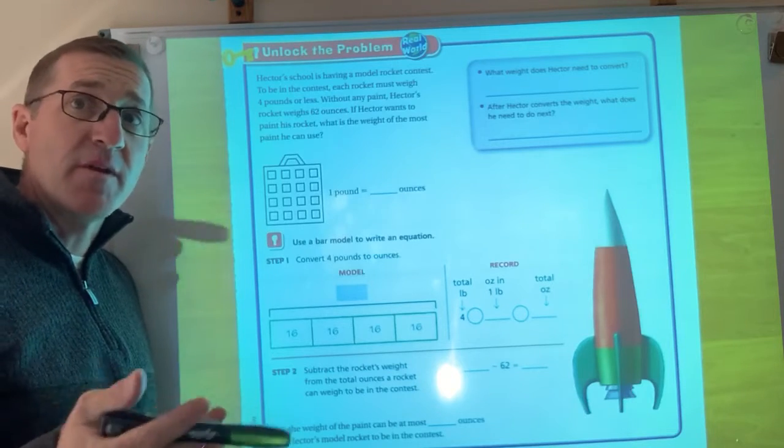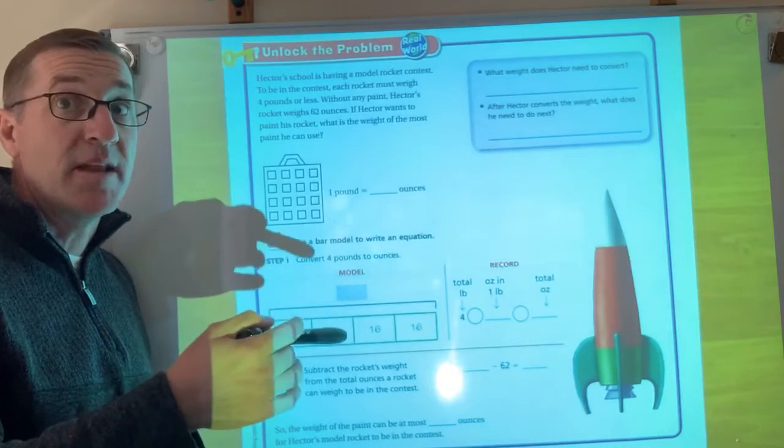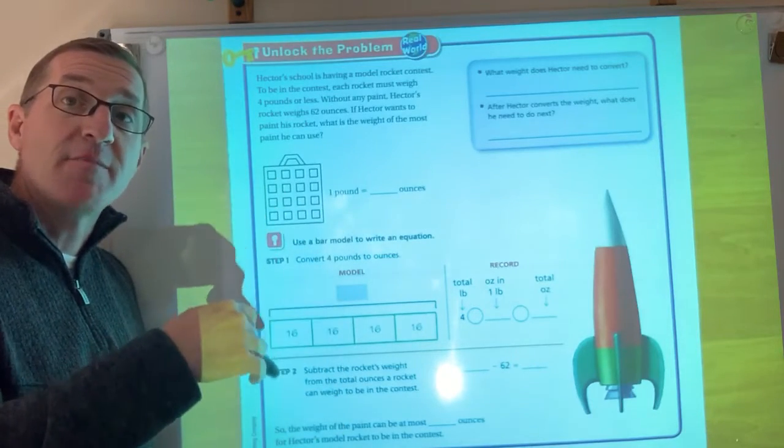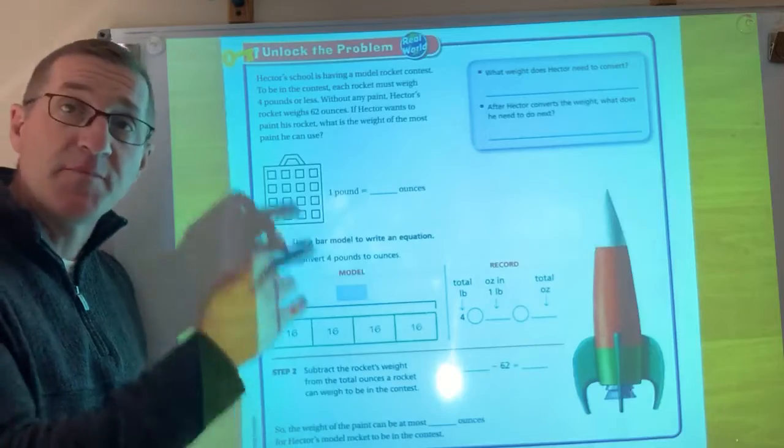And then if I want to convert from big to small, I need many of the smalls, so I've got to multiply. Right? If I go from small to big, I've got to divide because I need fewer. Right? So same thing here.